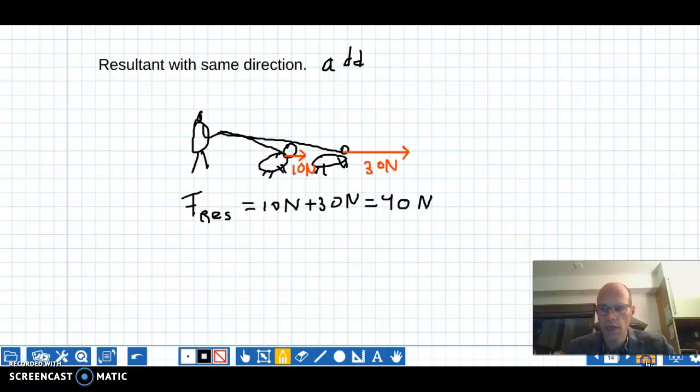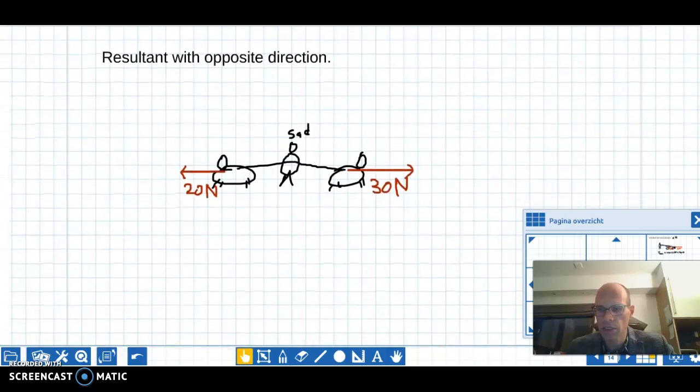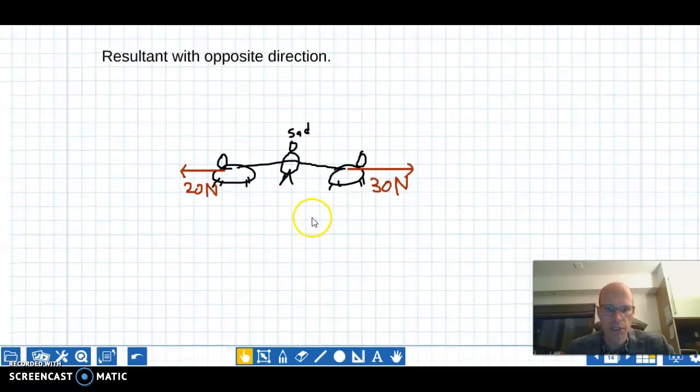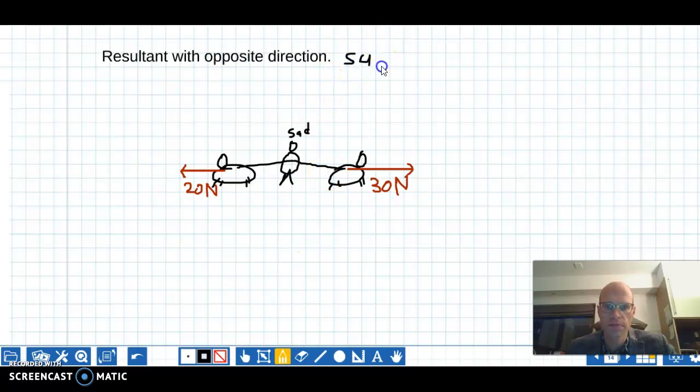And then the next one, if it's in an opposite direction. So here we have it in opposite direction. And Chris is sad. As you can see, he is sad. And, well, what will he feel? Well, one dog is working in one direction, the other one is working in the other direction. They're working against each other. So the 30 over here, part of it is cancelled out by 20 and part is left. So we need to subtract. So opposite direction, subtract.